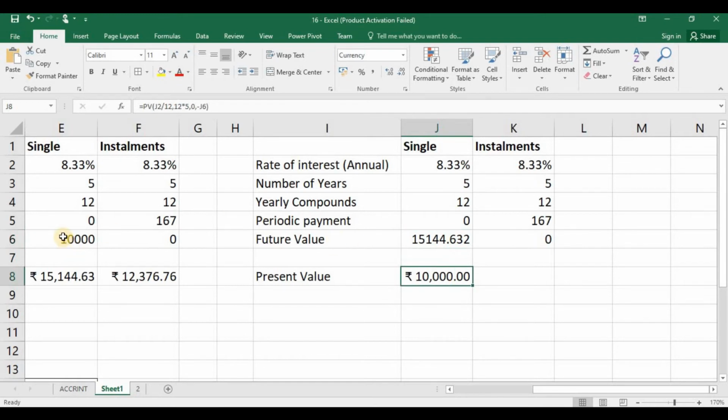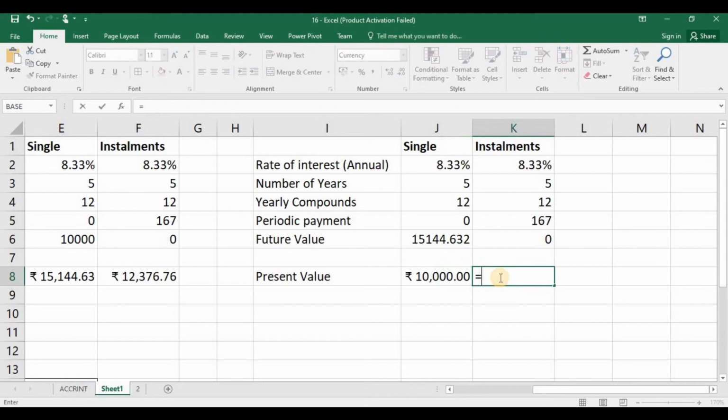If you observe here, we have arrived at the future value using 10,000 as the current investment. Here we got 15,144 as the future value. With the same future value, if we calculate the present value, we get 10,000. We have calculated present value for an investment done at a single time. Now we will calculate the present value for the same investment done in recurring periods.